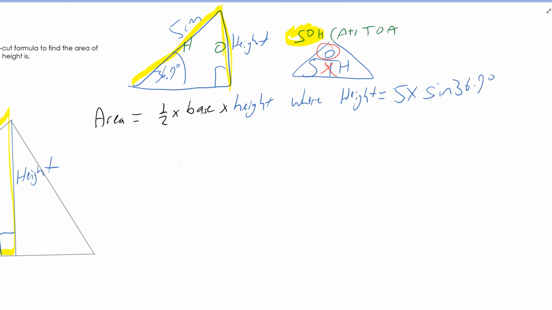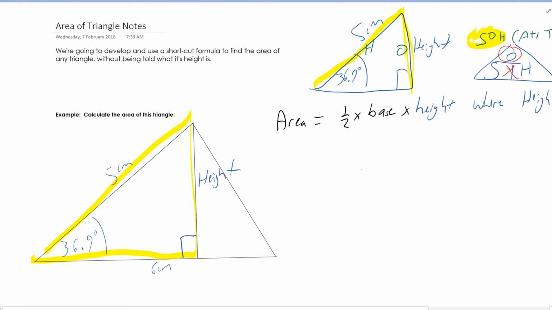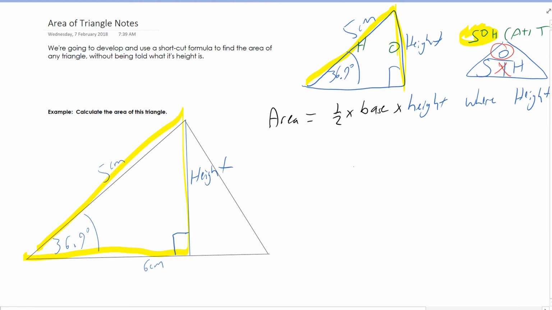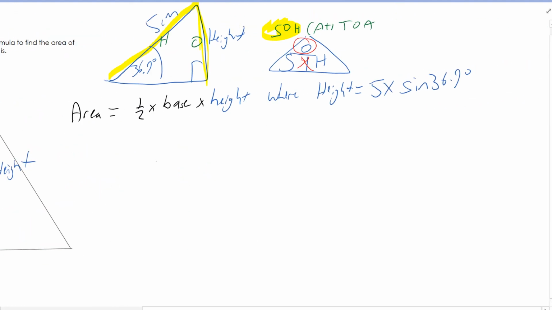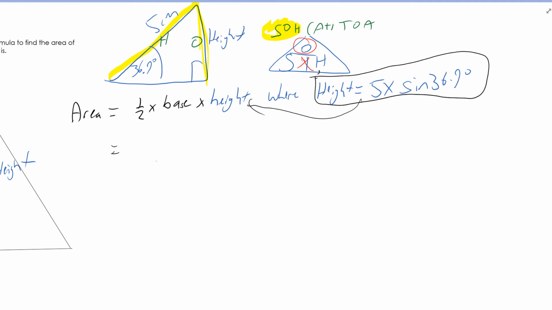What can we do with that? Well, remember, our goal is to come up with a formula that takes us straight to the area in one go without having to break it into 2 steps. So we want a shortcut formula. So why don't we substitute the height, 5 times sine 36.9, into this original formula of half times the base times the height. What would that look like?